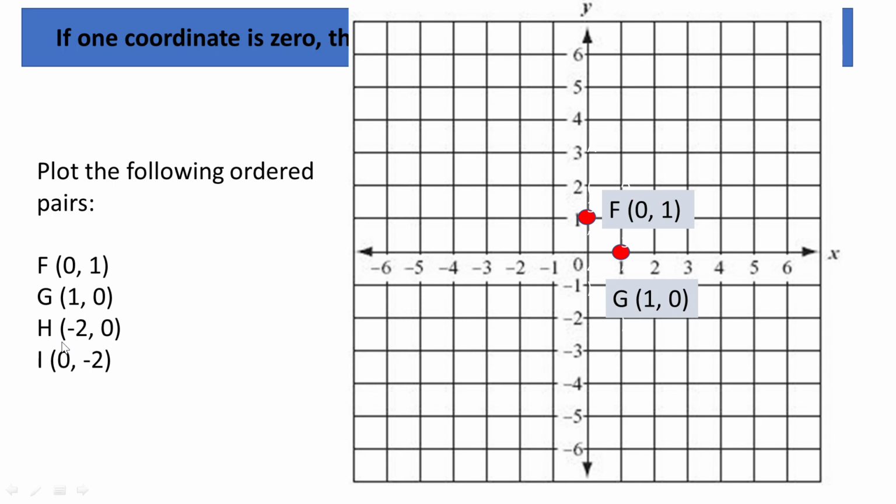Next, for point H, we have negative 2. So, pag negative 2 yung ating x-coordinate, that is to the left. So, we have negative 2. Next, for our point I, 0 yung ating x-coordinate and we have negative 2 for the y-coordinate. So, that is on the y-axis. But, dito sa baba, below. No? So, kasi negative. So, that is point I.